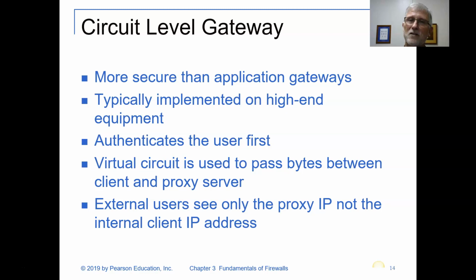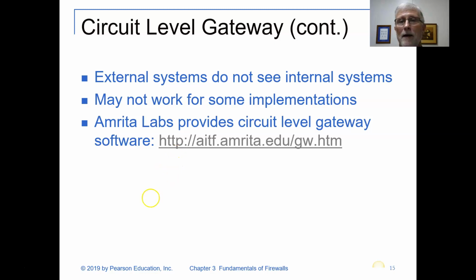The fourth one is a circuit level gateway. It's definitely more secure than an application gateway. It's typically implemented only on high-end equipment. It authenticates the user, and a virtual circuit is used to pass data between the client and the proxy server. So they really don't see the internal workings of your internal IP address scheme. External systems don't see internal networks, and it may not work for some implementations. So it just depends on what you're doing.